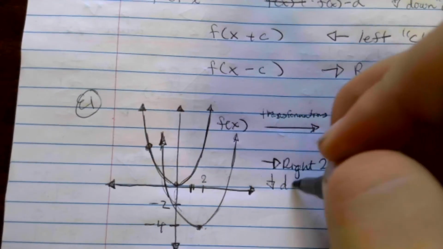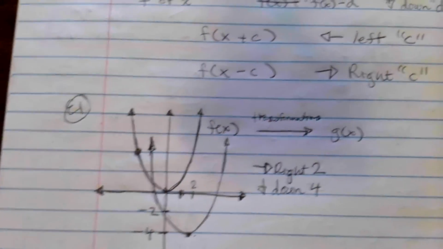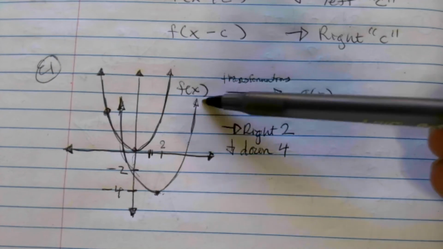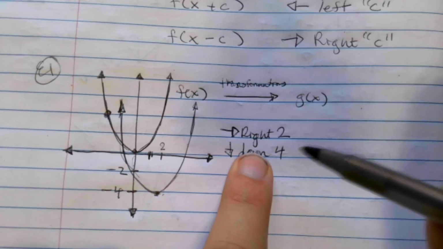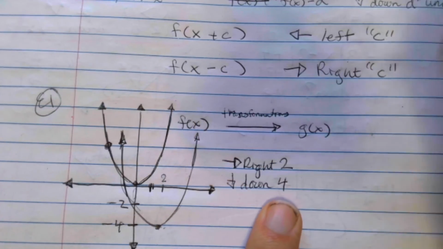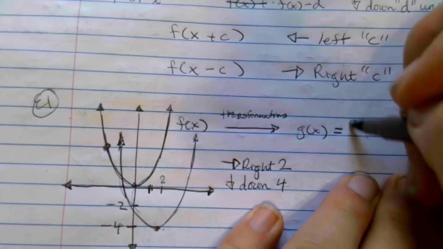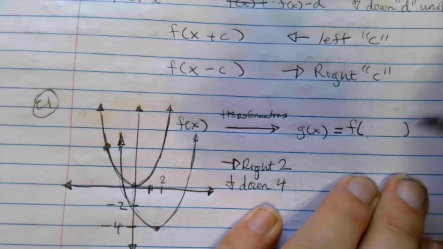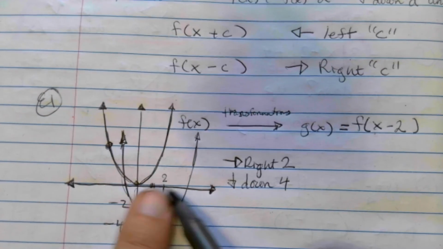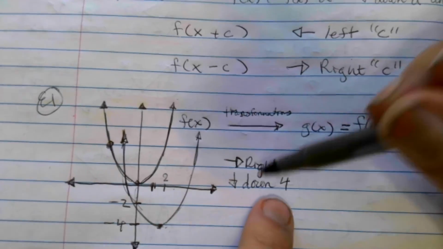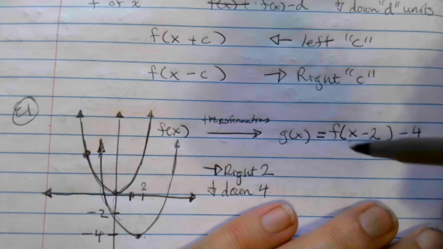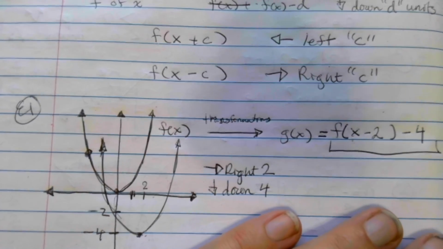I went down 4. So if I were going to write the equation for g of x in terms of f of x, all I do is take these and use the table. Right is going to be subtracting on the inside. So I'm going to say f of, and on the inside of those parentheses, x minus 2. That takes this graph to the right 2. And to go down 4, I say minus 4 on the outside. And this is my equation. That's it.